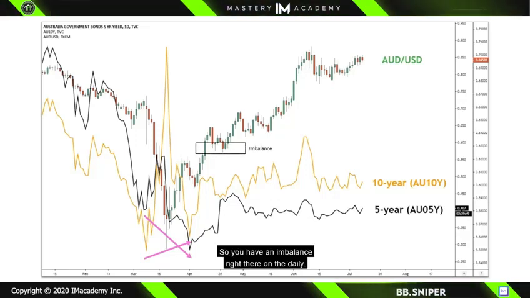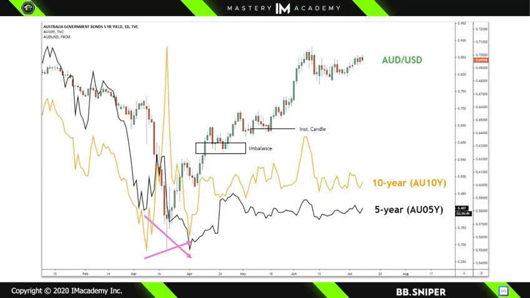So you have an imbalance right there on the daily, where price left an imbalance, and then it came back into it, filled that imbalance, and then look at the response from that, right? Traded even higher from there. And there's one more, at least that I have marked up, all right? And this, again, is on the daily time frame, so long-term trading. Not looking to take any day trades from that. And I'm not going to have every single markup on here as well.